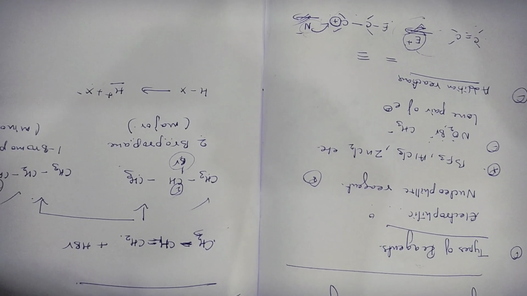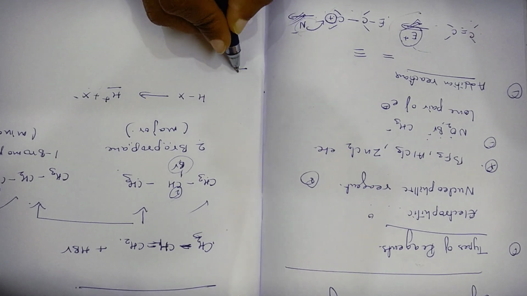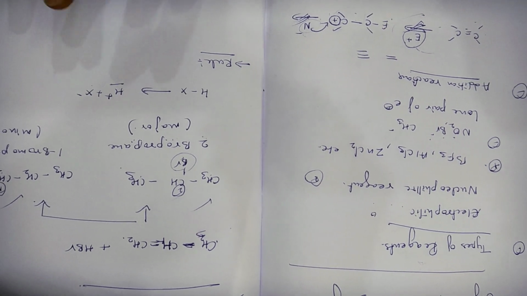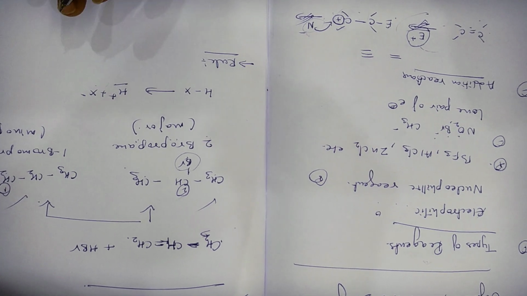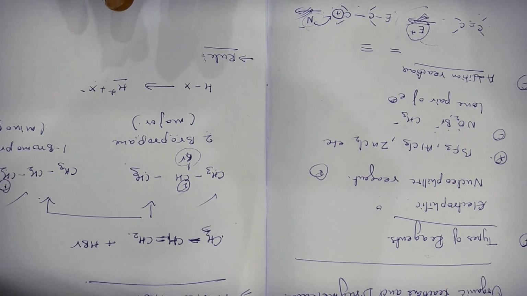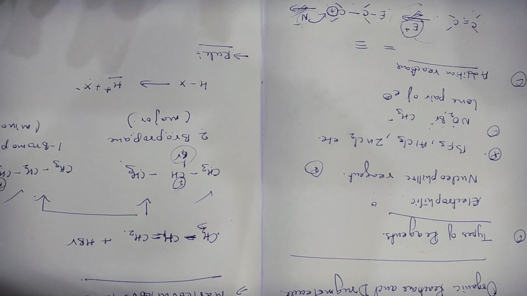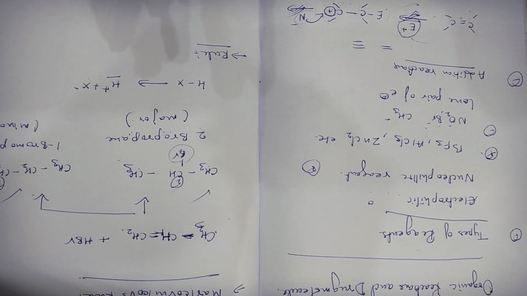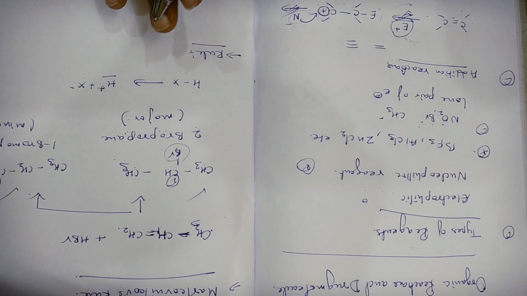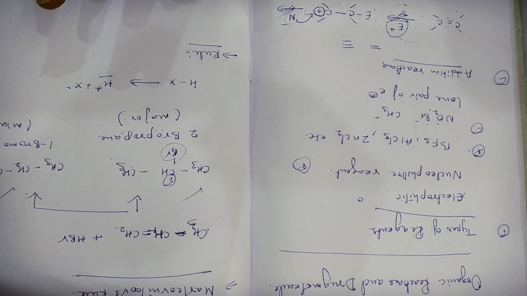Now, the anti-Markovnikov rule. What is meant by the anti-Markovnikov rule? Let me tell you the rule. In the presence of peroxide, during hydrogen bromide addition to unsaturated compounds, the bromine is added to the less substituted carbon and hydrogen is added to the more substituted carbon. Okay, this kind of opposite attack is known as the anti-Markovnikov rule. This is also known as the peroxide effect.